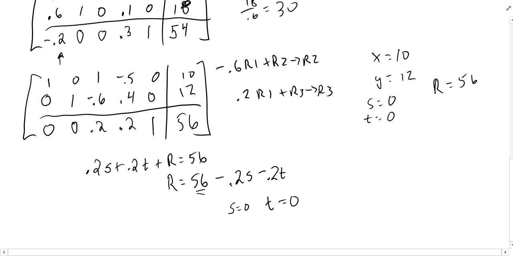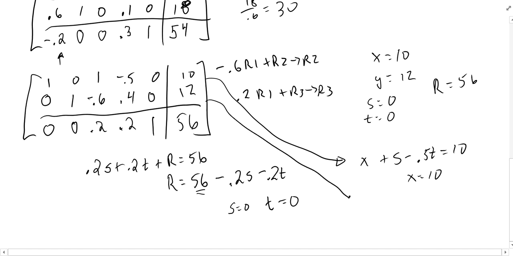But if s and t are 0, then the other two equations, the top equation is x plus s minus 0.5t equals 10. But s and t we decided were 0, so that leaves us just with x equals 10. And the second equation is y minus 0.6s plus 0.4t equals 12. And again, if s and t are both 0, because those are the ideal solutions, I get y equal to 12. So that's kind of the long way to come up with the answer.